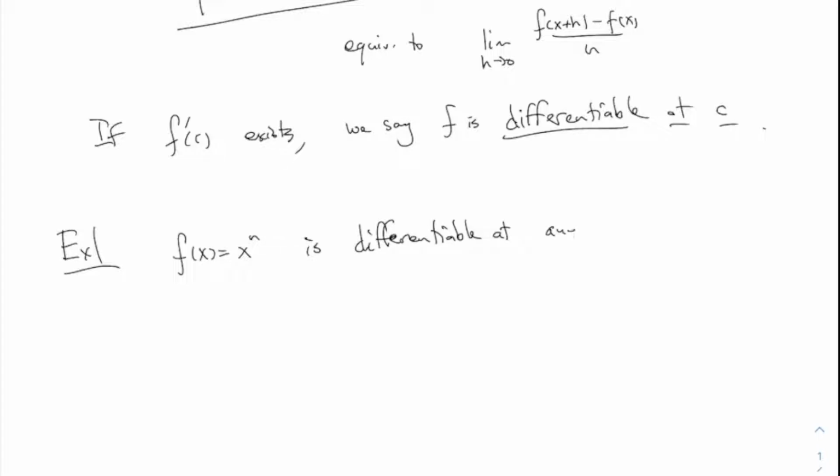is differentiable at any c. X to the n is differentiable at any point. This is what I would like to demonstrate. So we just got to use the definition and show that that limit exists. So the definition is f prime of c is, so this you just have to remember, the limit of f of x minus f of c over x minus c.